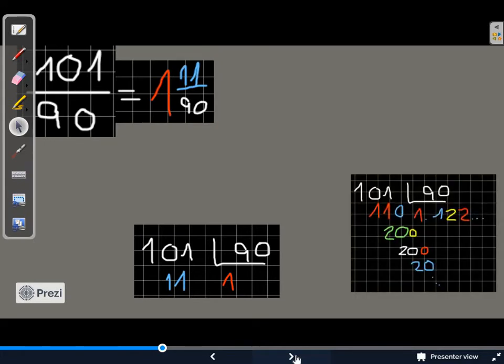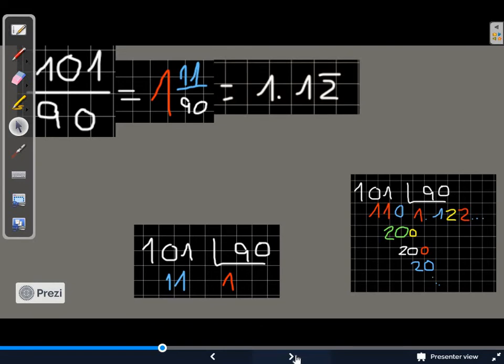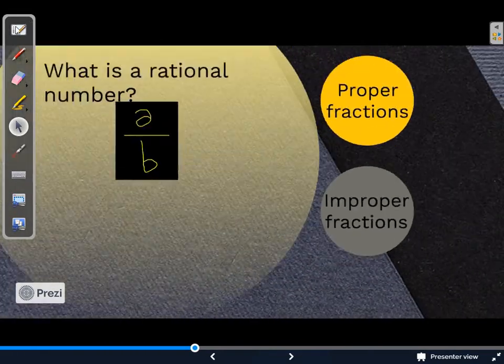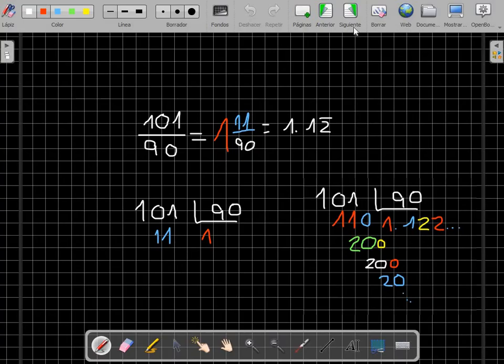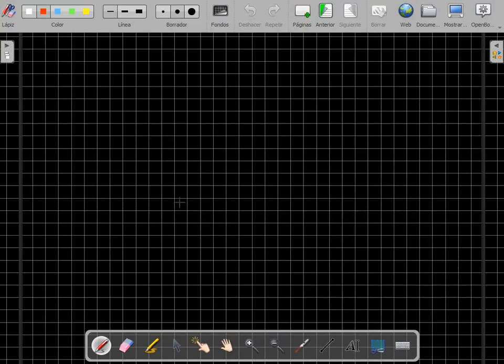If we go on with the division, we will find 1.12222. So 101/90 is equal to 1.1 with infinite 2s. Now, there are other kinds of improper fractions, and there are some that are really interesting. For instance, what about this one?